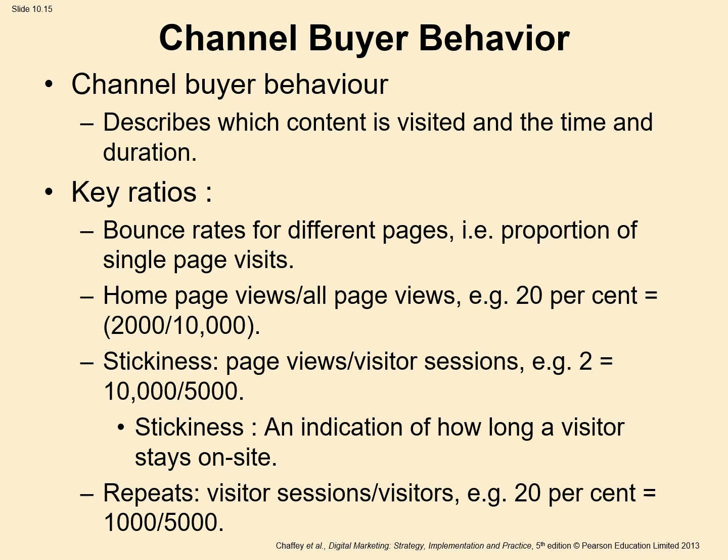And then the second one is the home page. This can be seen from how many home page views divided by all page views. And then stickiness can be seen from the number of page views divided by the visitor sessions. Stickiness here is an indication of how long a visitor stays on the site, while repeats here can be seen from the visitor sessions divided by the number of visitors.